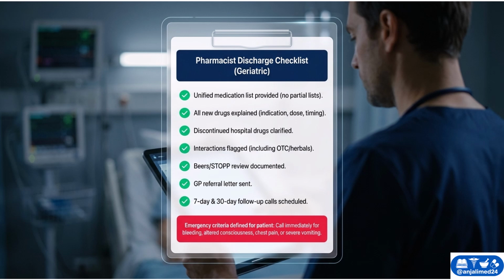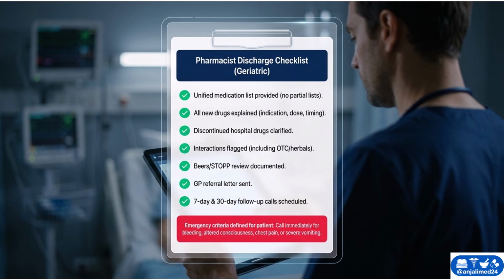Patients should understand the indication, dose, timing, and duration of every newly prescribed drug. This is especially important in elderly patients who may already be managing multiple chronic therapies. Without proper counseling, patients may accidentally omit, duplicate, or misuse the medications.